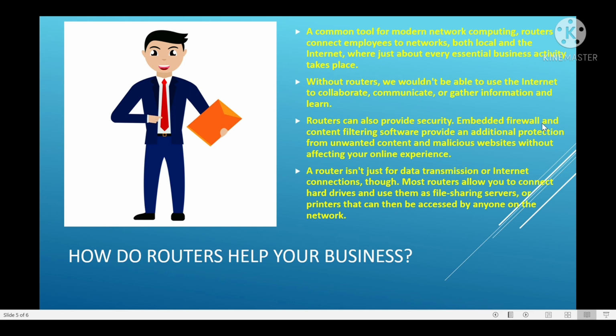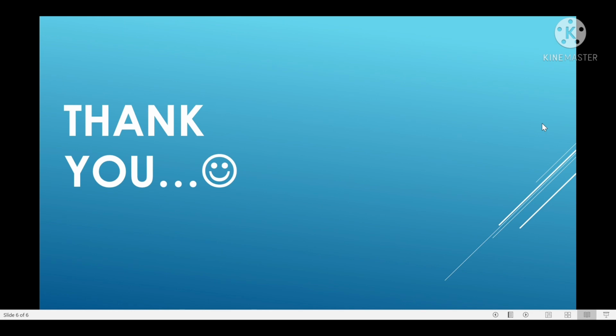A router is not just for data transmission or internet connection, though. Routers also allow us to connect to hard drives, file sharing servers, file storage servers or printers, which will be connected to multiple networks, and in this way the router helps us in communication. So this was the basic information about what exactly a router is in a network.